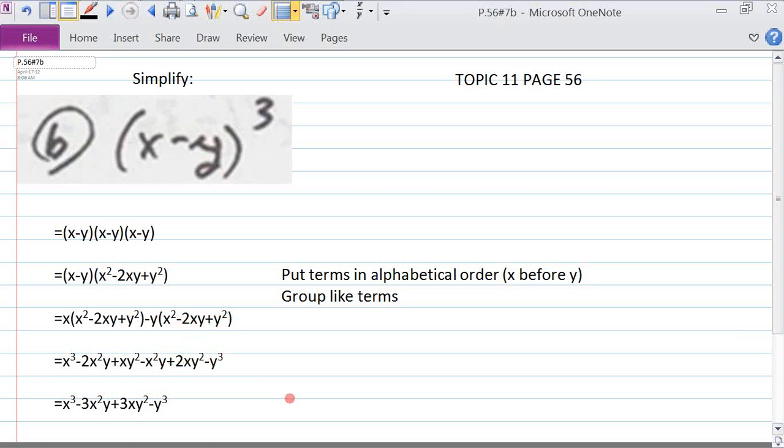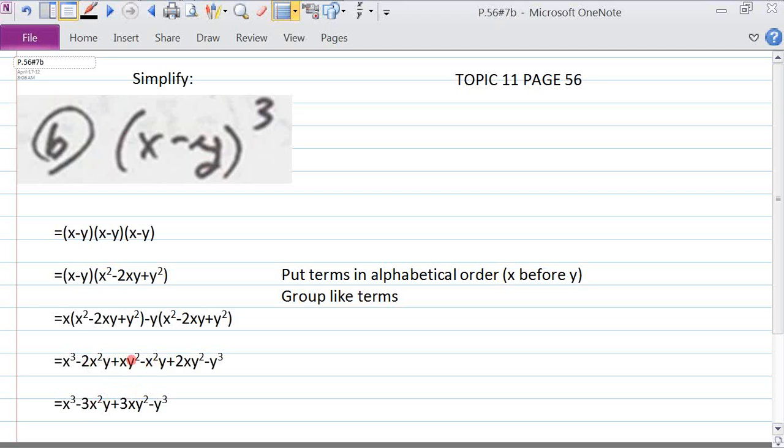Now, what I'm going to do is combine the terms. The x cubed becomes the x cubed, minus 2x squared y, and over here we have minus x squared y. So I'm going to group this term and this one because they're identical. Minus 2x squared y minus 1x squared y gives me minus 3x squared y.